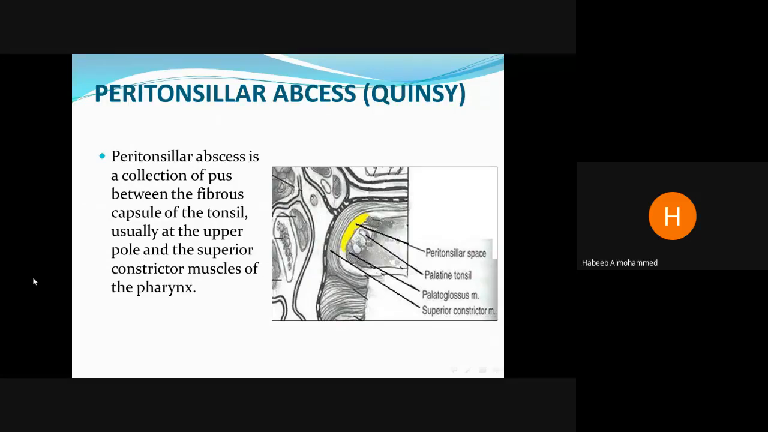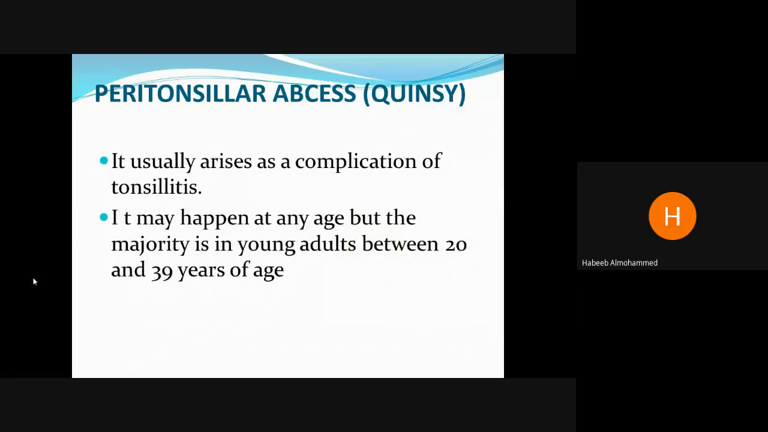Peritonsillar abscess is a collection of pus between the fibrous capsule of the tonsil, usually at the upper pole of the tonsil, and the superior constrictor muscle of the pharynx. So when looking at the tonsil from the oropharynx, it is the superior lateral part of the tonsil. It usually arises as a complication of tonsillitis. It can happen at any age, but clinically most commonly in young adults between 20 and 30 years of age. So it is a disease of a young patient.